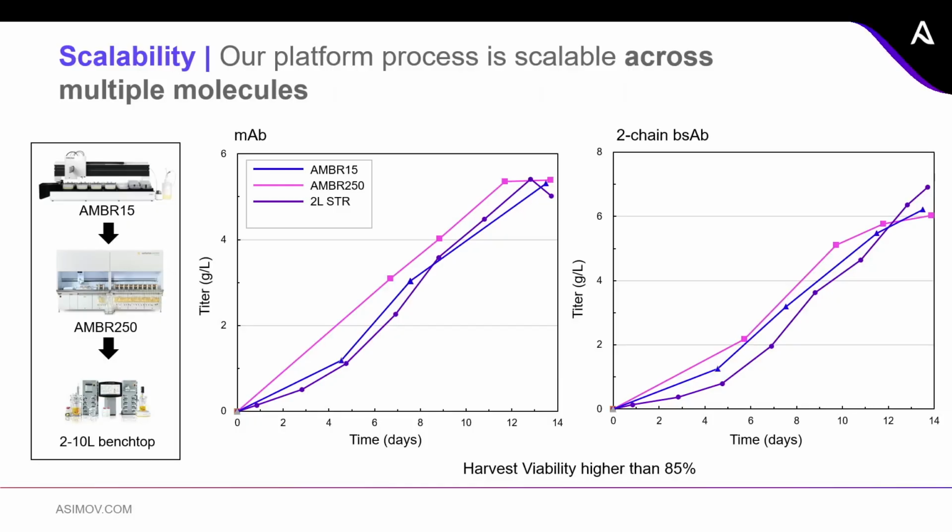We can see with both of these molecules, we had consistent expression over a 14-day fed batch bioreactor run, hitting around 6 grams per liter for the monoclonal antibody, and more than 6 grams per liter for the 2-chain bispecific antibody. We were able to maintain high viability across the 14-day fed batch run, while maintaining higher than 85% harvest viability across all 6 of these conditions.